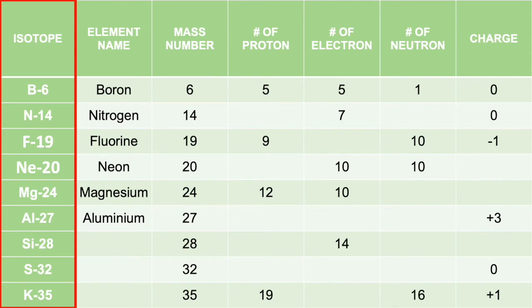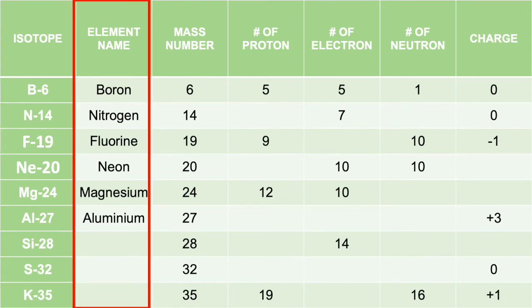So that is how to accomplish the first column. We are just going to simply copy the symbol of the element followed by the dash and then the mass number. Take note that the mass number is the number that follows after the dash. Let us proceed to the second column, which is the element name.